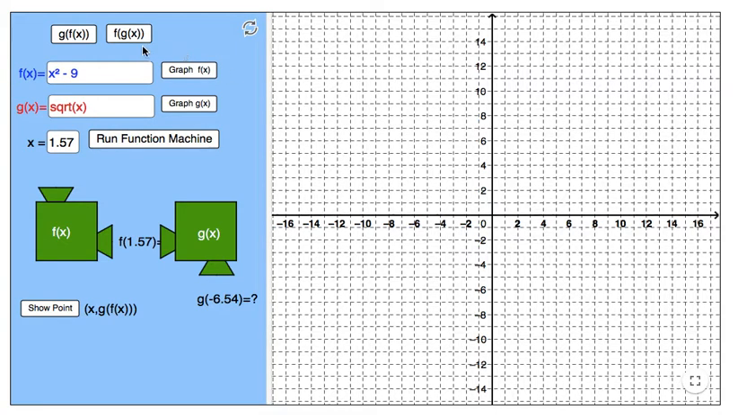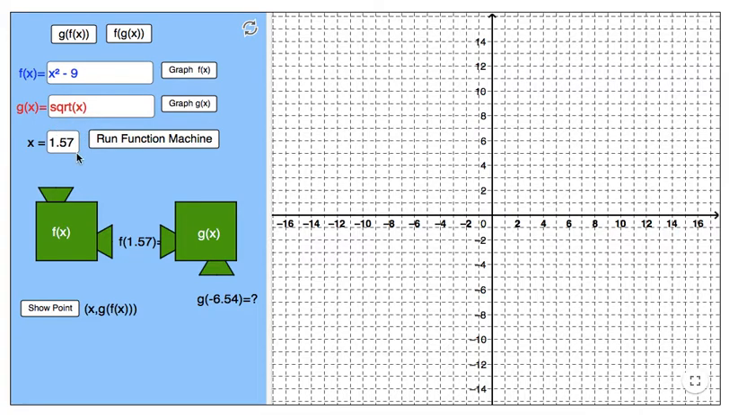So I can visualize a composition of functions, of how we put a function output through another function. Here the inside function is f. There's my inside function. It's going to be x squared minus 9. So it's a parabola that looks like this.